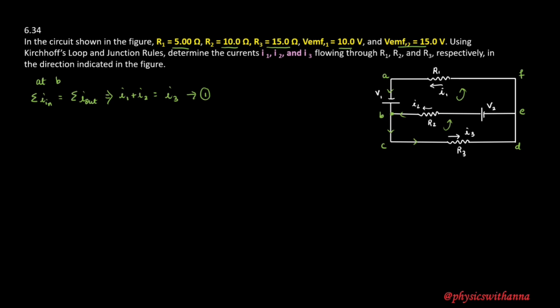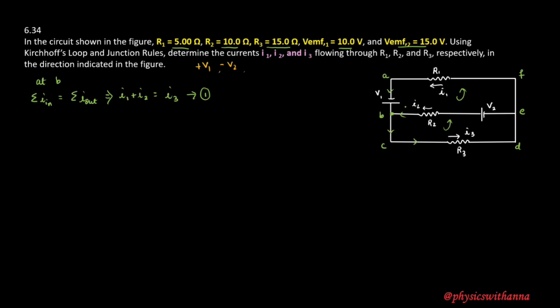So how do we apply Kirchhoff loop rule? When I'm going around the circuit, if I enter the negative terminal of the battery, then the potential difference across the battery is taken to be positive. So while going from A to B, if I enter the negative terminal, then I take VEMF1 to be positive. We will write this as positive V1. Whereas if I enter the positive terminal of the battery, then we take the potential to be negative. So while going from B to E, when I'm entering the positive terminal, I will write VEMF2 as negative.